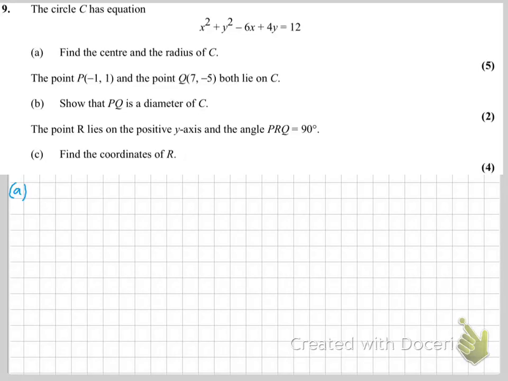Question 9, the last one on the paper. We're given an expanded version of a circle and we need to find its centre and radius. Okay, this is a completing the square job for the x's and the y's separately within that equation.